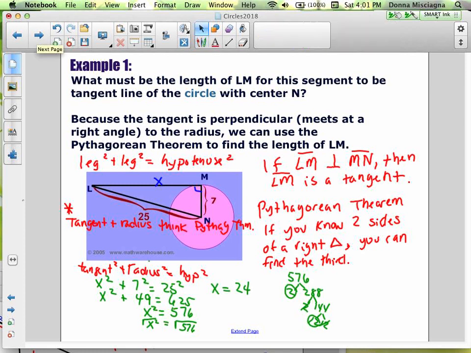So if you're working with tangents, just use Pythagorean theorem. Once in a while I might throw in a problem where I give you an angle measure, but if you've got two sides of a right triangle, then it's going to be Pythagorean theorem.